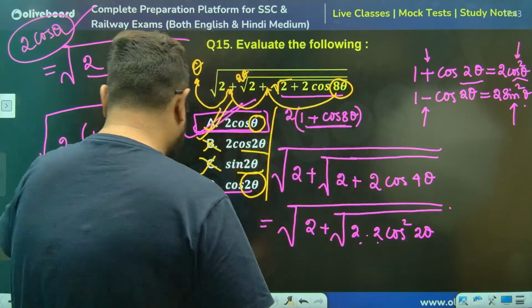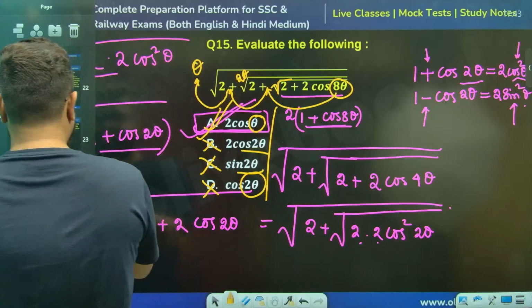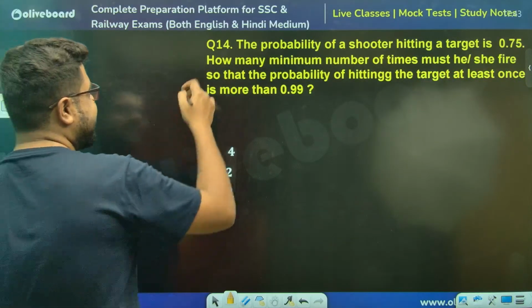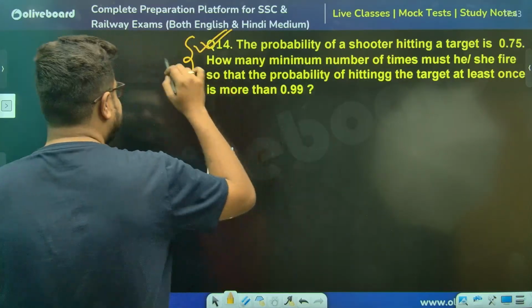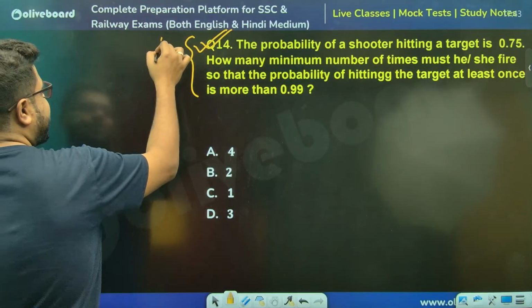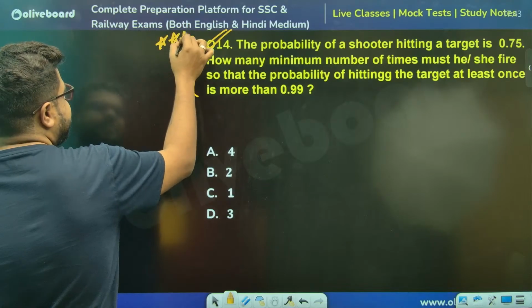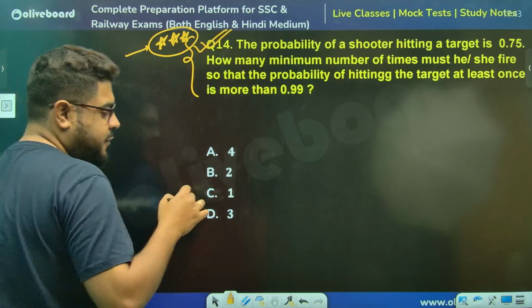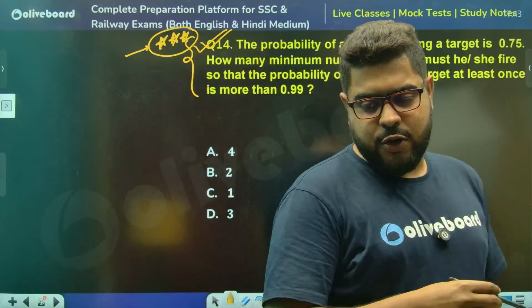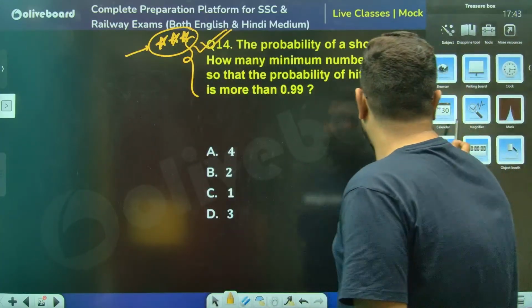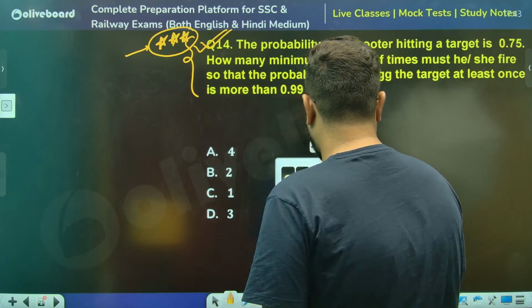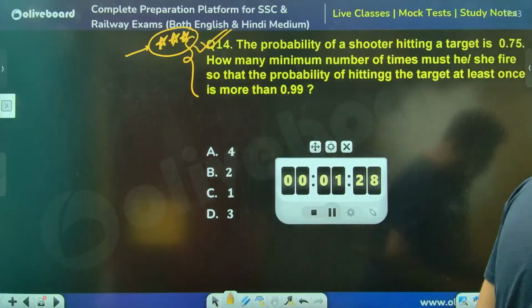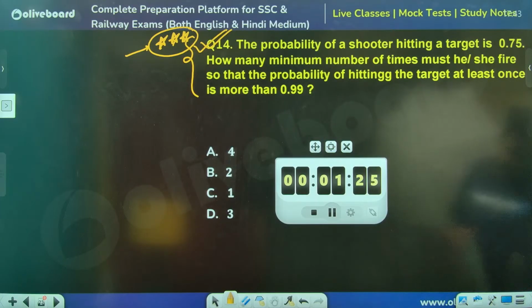Perfect. Moving on, sir. This question also I've done in my paid batches. Very good question. If you do not know how to solve this, it might feel a little tricky, sir. So I'm giving you a little time to think. 1.5 minutes. Please try to solve this. I want everyone to solve.